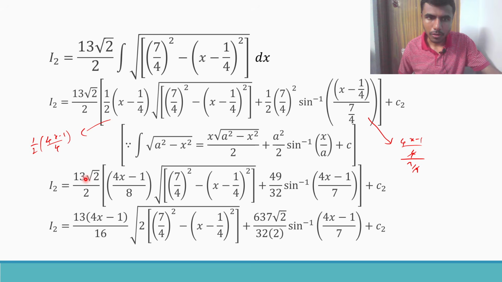Now 13 root 2 by 2 into this second term. So 13 into 49 is nothing but 637. Root 2 is also there as it is. 2 into 32, I wrote it as 32 into 2. And then sine inverse of 4x minus 1 by 7 plus c2.